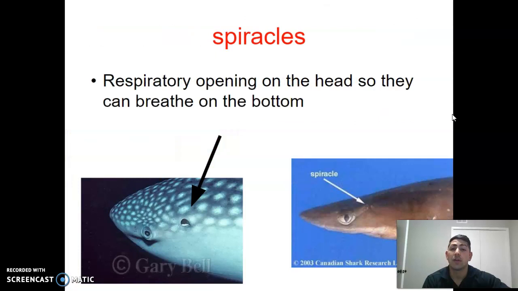Spiracles. Spiracles are respiratory openings on the head so that they can breathe on the bottom. So really important, not all sharks will have these spiracles, like shown here.